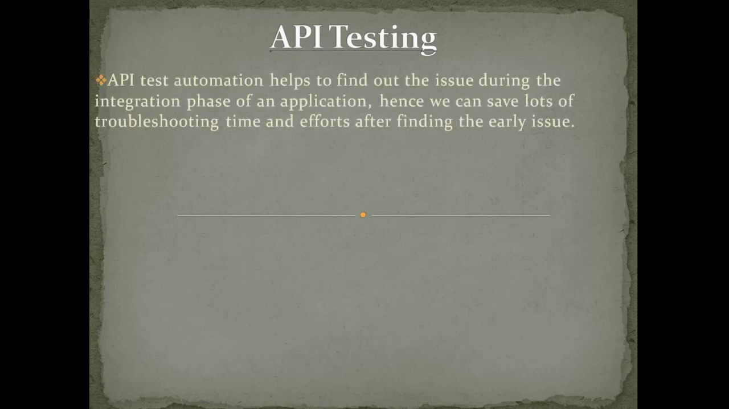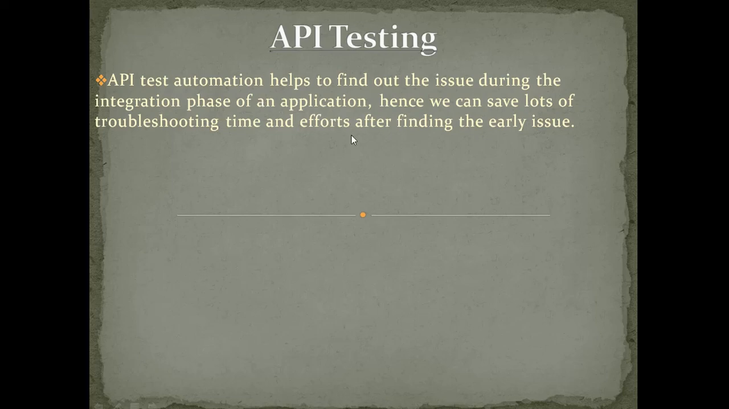So the first point is API test automation helps to find out the issues during the integration phase of an application. Hence, we can save lots of troubleshooting time and effort after finding the early issue. So, what does it mean? When any application is in the development phase, before developing the UI, nowadays all the companies are working on the API, so they are developing the API. Once all the APIs are developed, they'll integrate. There would be multiple APIs, those need to integrate, and then the UI will be developed.